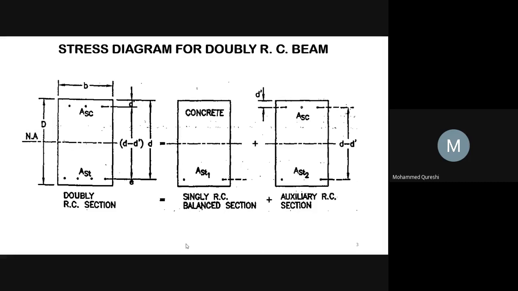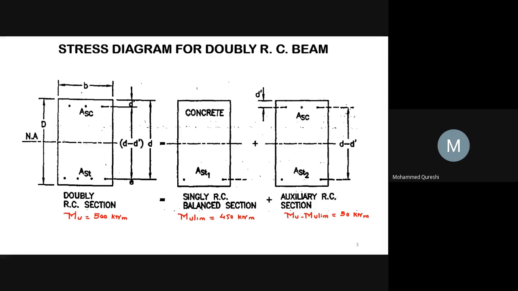As in the previous slide, we had seen that the value of Mu, that is the applied moment, is 500 kilonewton meter, and for Mu limit, that is the limiting moment, we get the value as 450 kilonewton meter, and the remaining moment, that is Mu minus Mu limit, is equal to 50 kilonewton meter. This is our stress diagram for WRC beam.